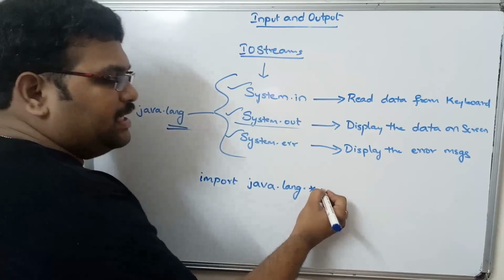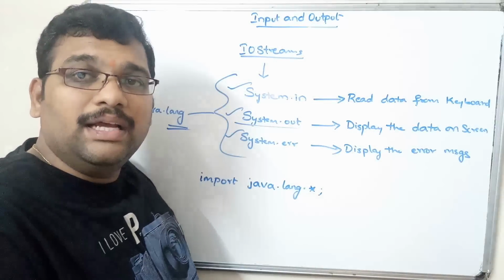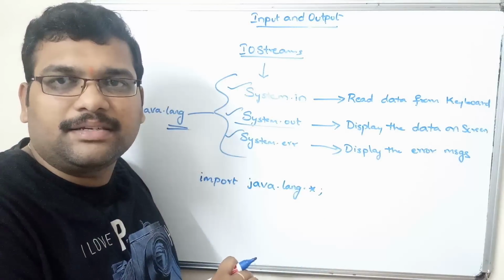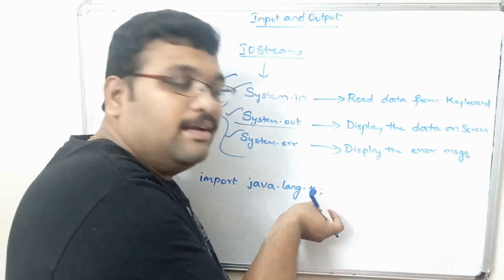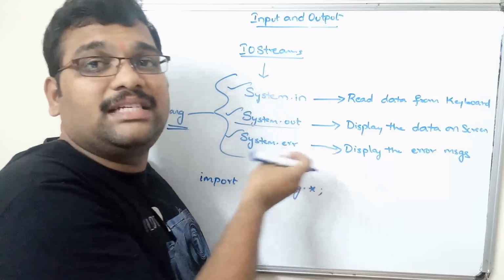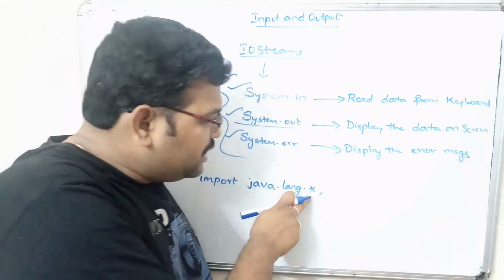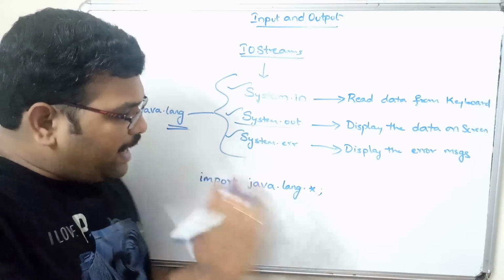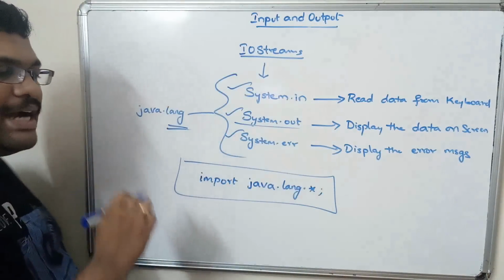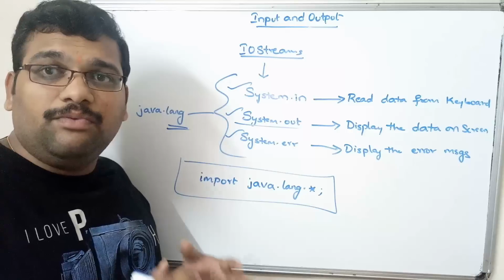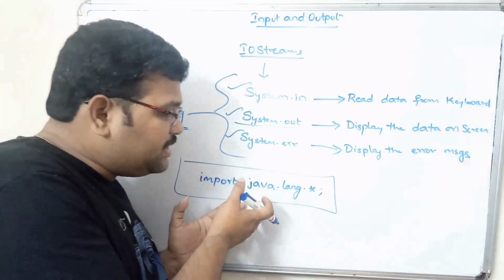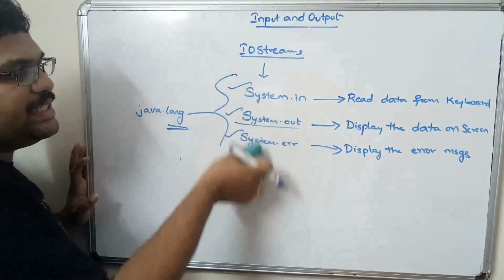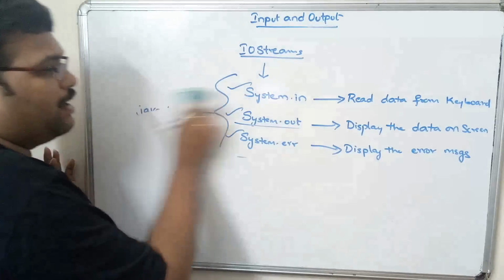java.lang.star. If you mention star here, that implies each and every class which belongs to this lang package can be accessed. Or simply we can write the class name, so that only that particular class is used in the program. If you include this star, every class can be used in our program, right? By default, Java will import this java.lang.star, so explicitly the user need not include it, right?